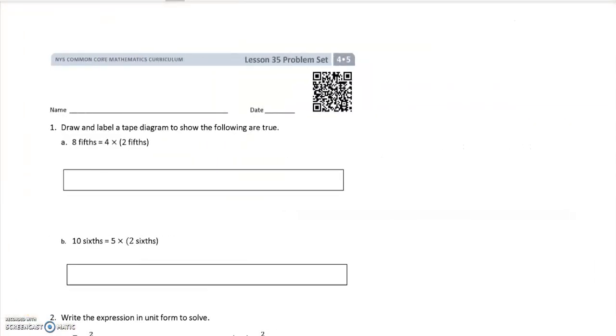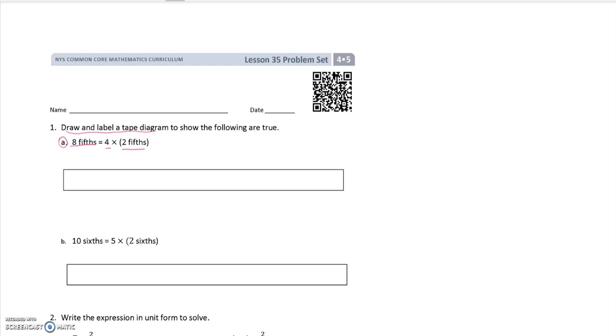Okay, boys and girls, we are going to learn how to multiply fractions. To start with, we are going to use a tape diagram. We're going to draw and label the tape diagram to prove that this statement is true. We're going to show that 8/5 is equal to 4 times 2/5. And you notice we have it in unit form.